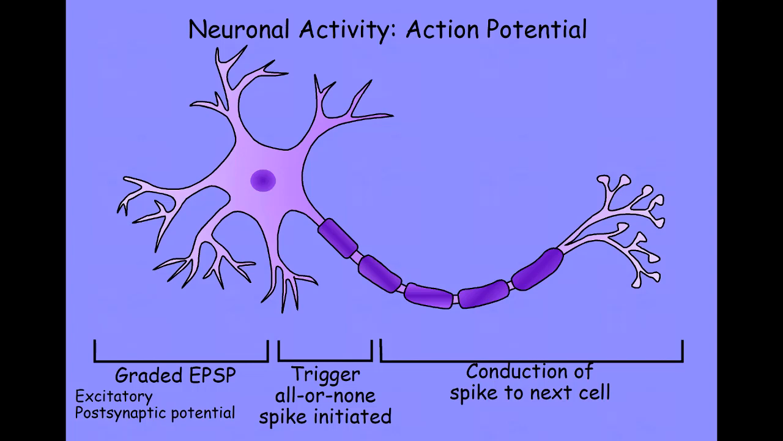So graded excitatory postsynaptic potential in our dendrites ultimately causes graded change in potential, depolarization, in the cell body. If it reaches threshold level at the axon hillock, that triggers that all or nothing spike, and that spike then gets conducted down the length of the axon to the synaptic end bulbs to begin its communication with the next neuron.